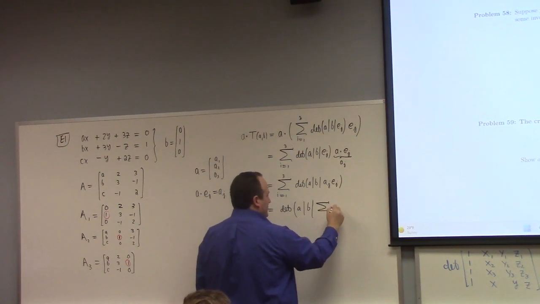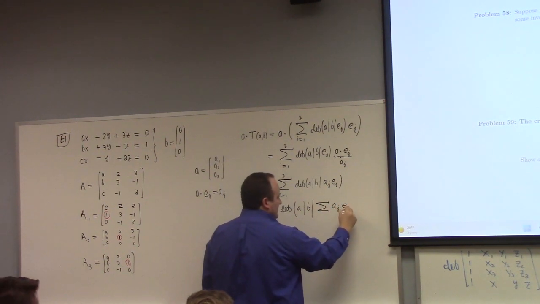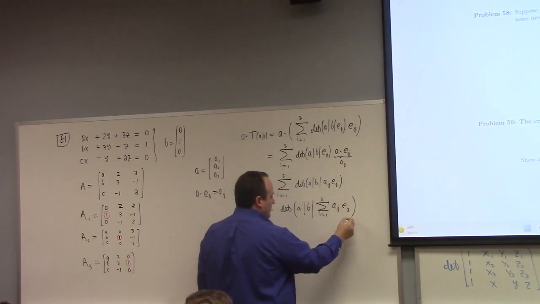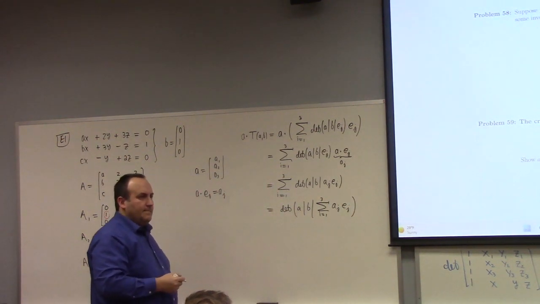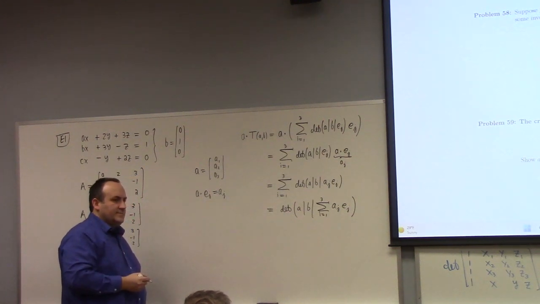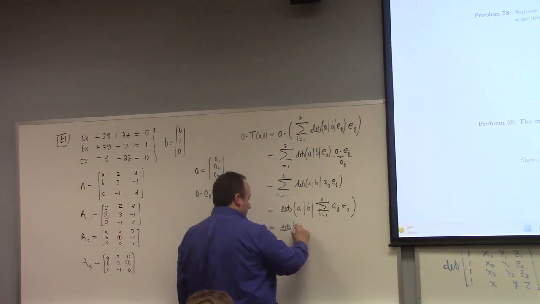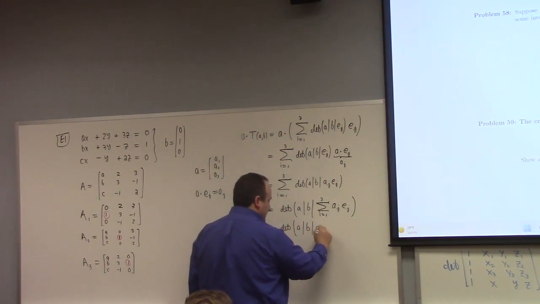What's that, though? What is the sum over j of A sub j, E sub j equal to? That's just A. Very good. I'm so happy you said that.